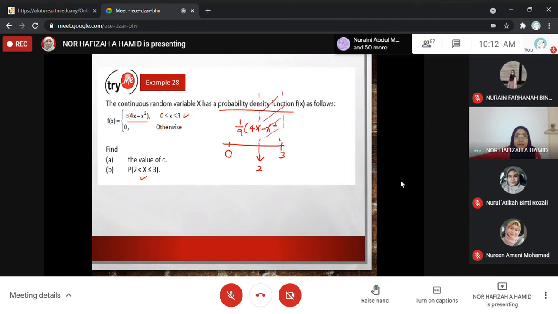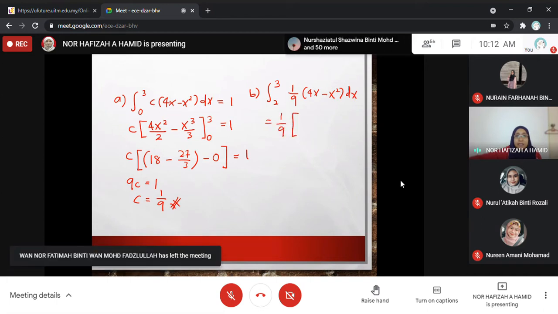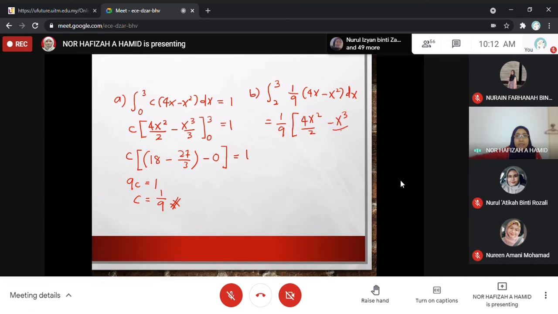So, we need to find this. Okay. So 2 until 3 ni still dalam interval yang ini. So you terus ambil je lah, yang ambil this function. So for B, okay, we need to integrate 2 until 3 and function is C 1 over 9 and for X minus with X square dx. Okay, so equal to 1 over 9 and you integrate for X square over 2 minus X cube over 3. You have 2 until 3.